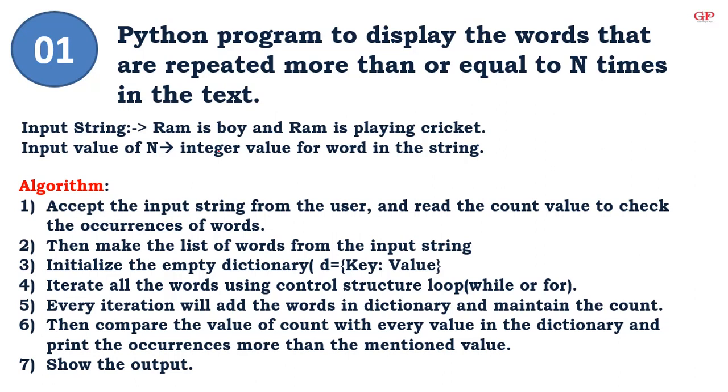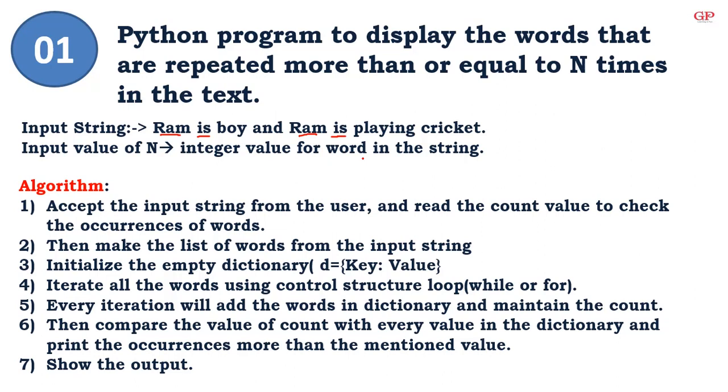A certain text: Ram is a boy and Ram is playing cricket. So this word Ram occurred 2 times in the string, along with is, which occurred 2 times. The rest of the words occur only once in the string. So we'll first maintain the count of those words, and then we'll use the integer value of n to check the repeated occurrences of a certain word in the given text.